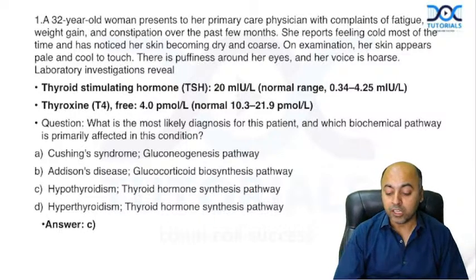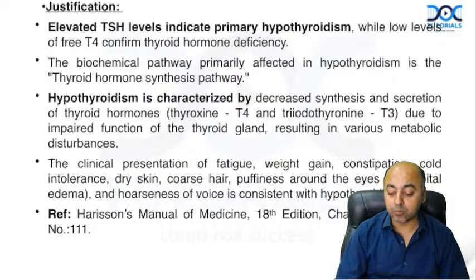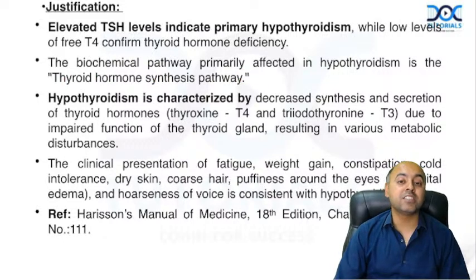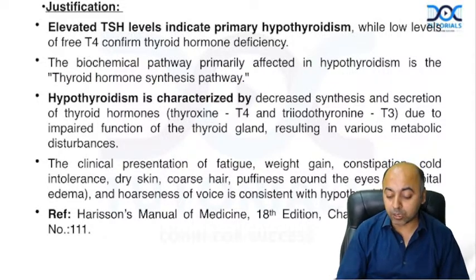Now, the features are characteristic for hypothyroidism, right? So when we talk about the elevated TSH level, it indicates primary hypothyroidism, while low levels of free T4 confirm thyroid hormone deficiency. So obviously it is a thyroid hormone synthesis pathway, otherwise TSH would have been low. TSH is higher, meaning TSH synthesis is normal.